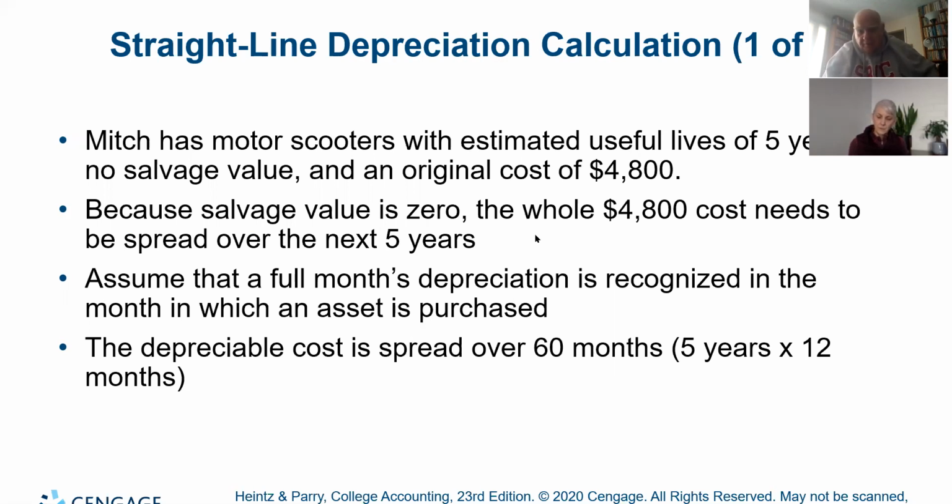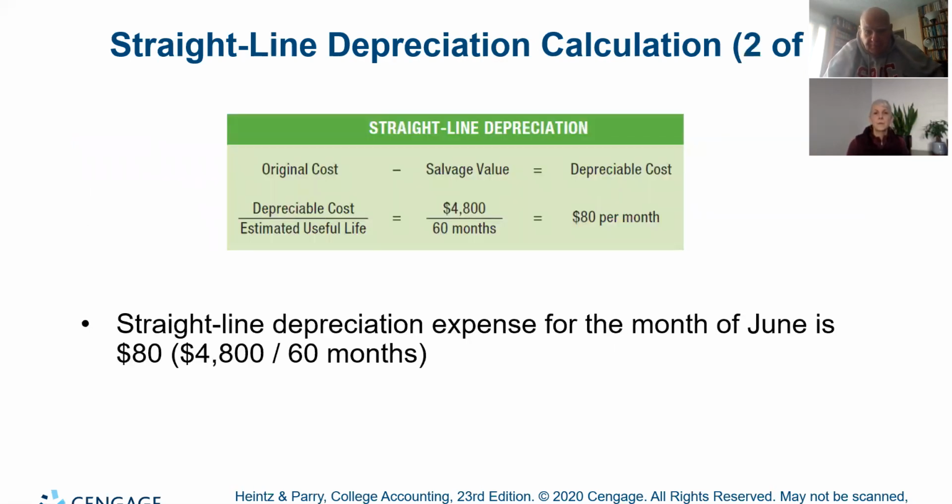So what they're saying here is $4,800 divided by 60 months is how much? Sorry, $80 a month, right, Lori? Right. So that is assuming that at the end of that time the scooters are worth nothing. Okay. So depreciable cost. That doesn't mean they can't sell it. Somebody might come in and say, I'll give you $1,000 for it.